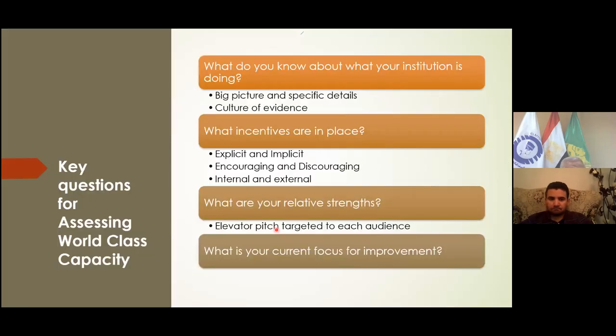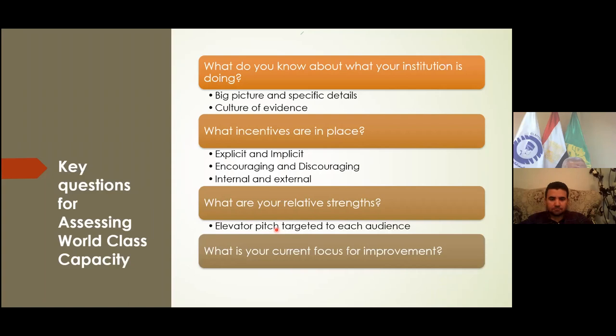So the key questions for us, when assessing a world-class university, will be something like this. What do you know about it? And what is your institute doing? Do you know generally the big picture and the specific details? And this question is always asked by ranking authorities. They would like to understand that people inside their institute understand the big picture and the specific details of their university. And what is the culture of evidence that you have inside?